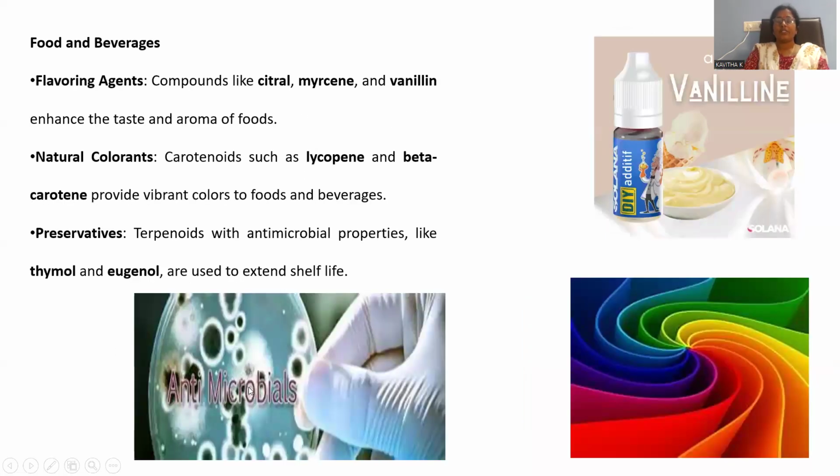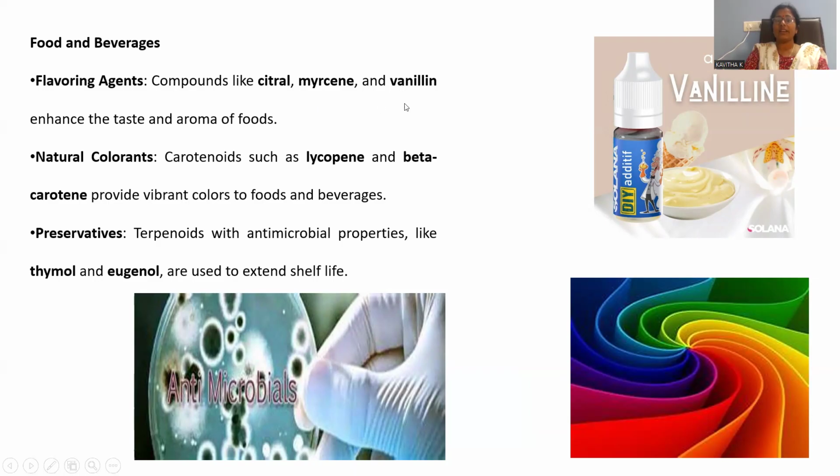Food and beverages. Just now we observed that in addition to the fragrance, they also give flavor to the food. If you are adding mint to the food, what happens? It will enhance the flavor of that one. In the same manner, here we have citral. By adding lemon to the food, what happens? That food taste will be elevated to the next level.